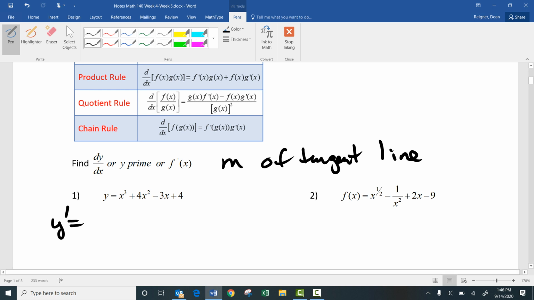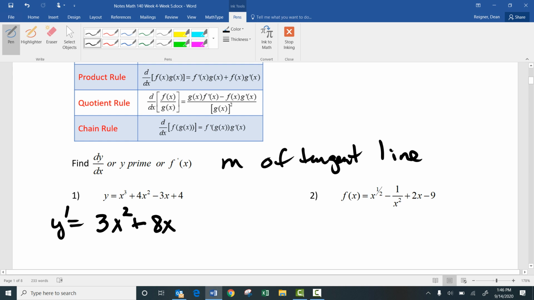It's called the power rule. So what you're going to do is take this exponent of 3, multiply it by the number out front. Now the number out front's a 1, so it's 3 times 1, which is 3. And then the exponent of 3, you're going to drop the exponent by 1, so it goes to a 2. Next one, 2 times 4 is 8. And then you always drop the exponent by 1. So now it goes from squared to the first power.